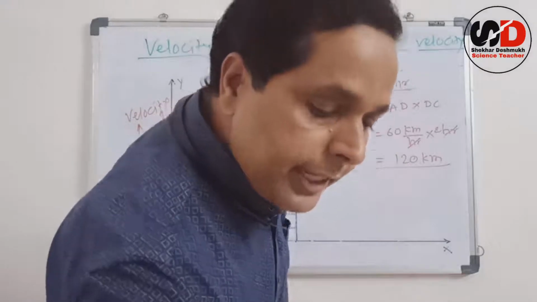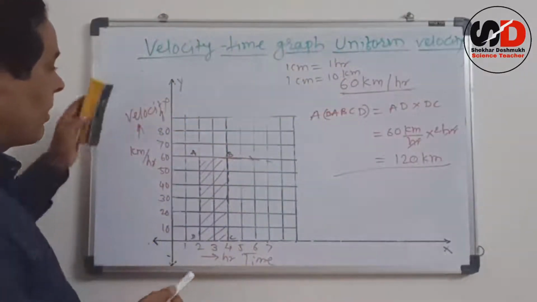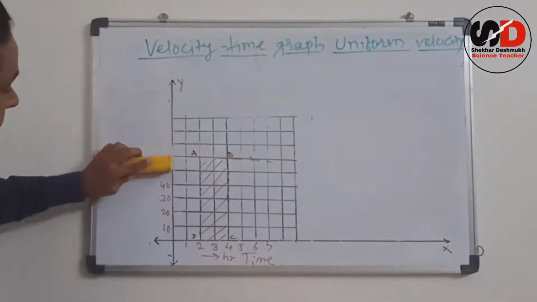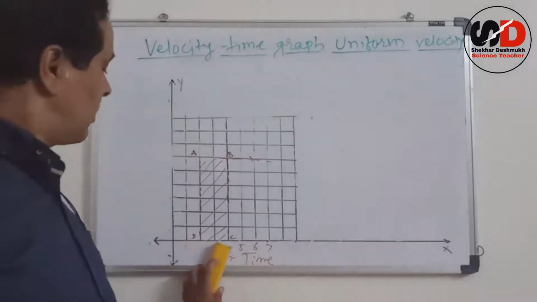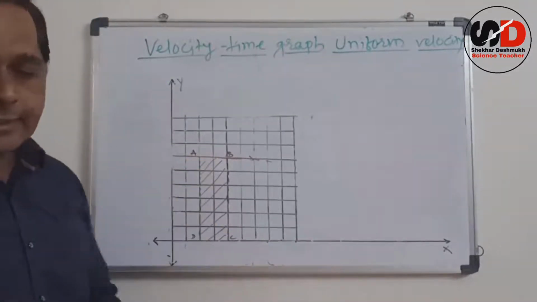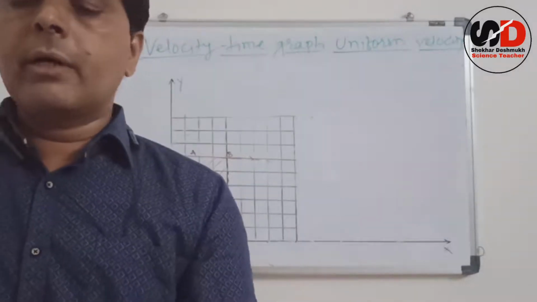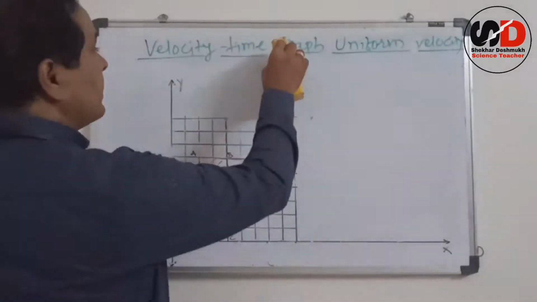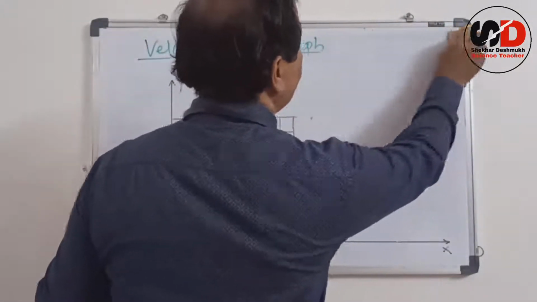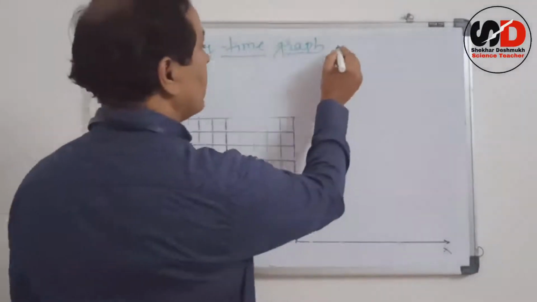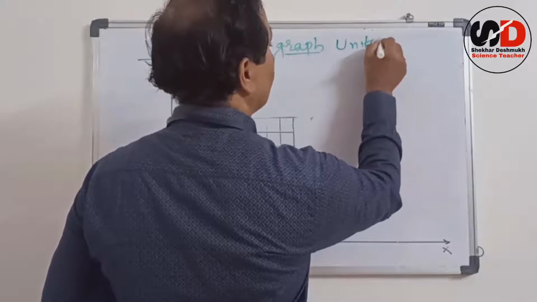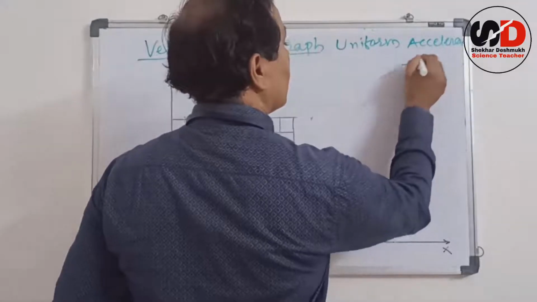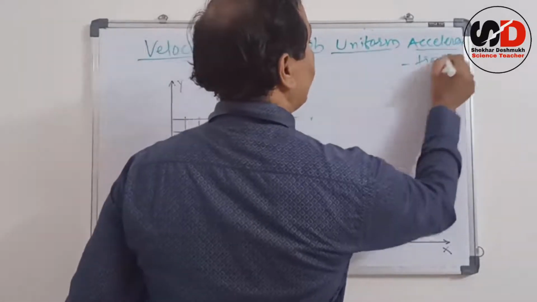Okay, so the next graph that we are going to see now is also a velocity time graph, but for uniform acceleration. Velocity time graph for uniform, instead of velocity, it is uniform acceleration.